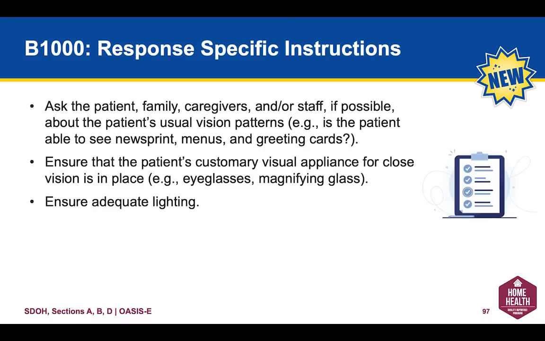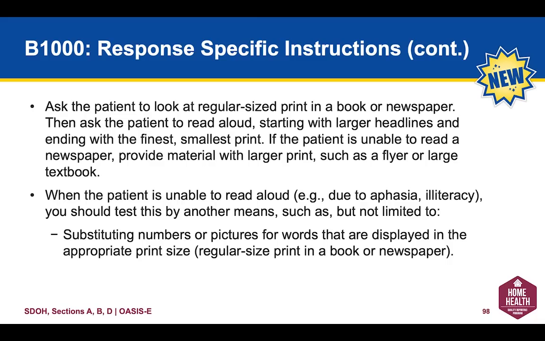Test the accuracy of these findings by ensuring that the patient's customary visual appliance for close vision is available and used, like eyeglasses or a magnifying glass, and ensure adequate lighting. Ask the patient to look at and read regular-sized print in a book or newspaper, starting with the headlines and ending with the smallest print.